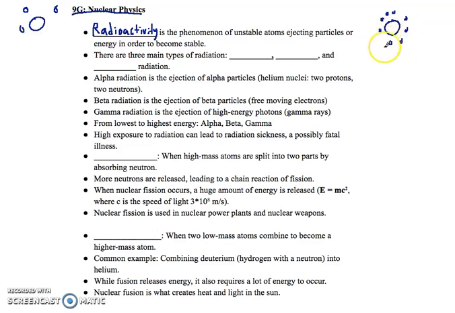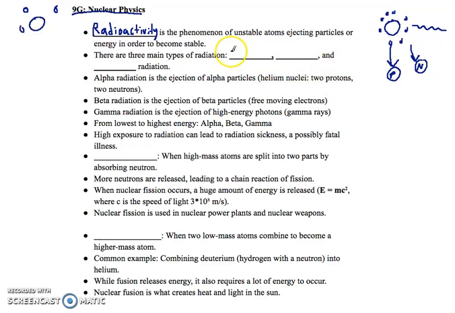So this is the unstable atom, and what's going to happen is that unstable atom is going to eject particles. So it could eject maybe a proton or a neutron, or it could be ejecting just energy. And it's going to do that in order to get to a more stable state. So we call that radioactivity.